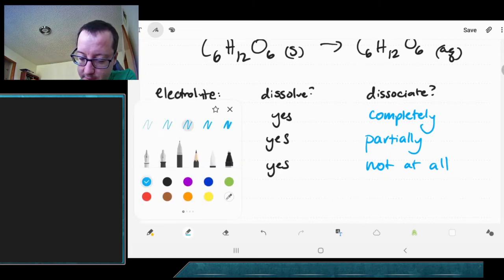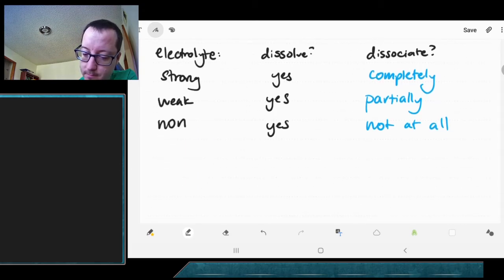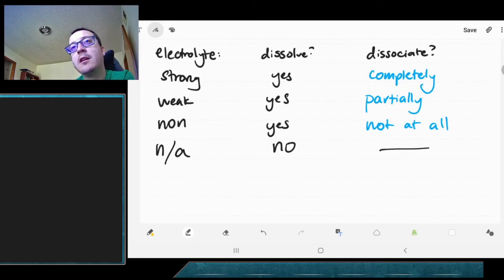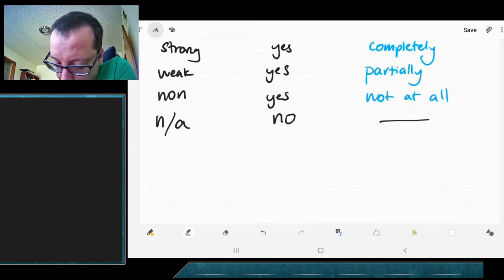All right. So let's take a look at some examples. Of course, we should have our last category, which would be things that don't dissolve at all. Those would not be classified as any sort of electrolyte because they don't dissolve. If it doesn't dissolve, you can't classify it as any of these things. All right, so let's take a look at a couple of examples here.